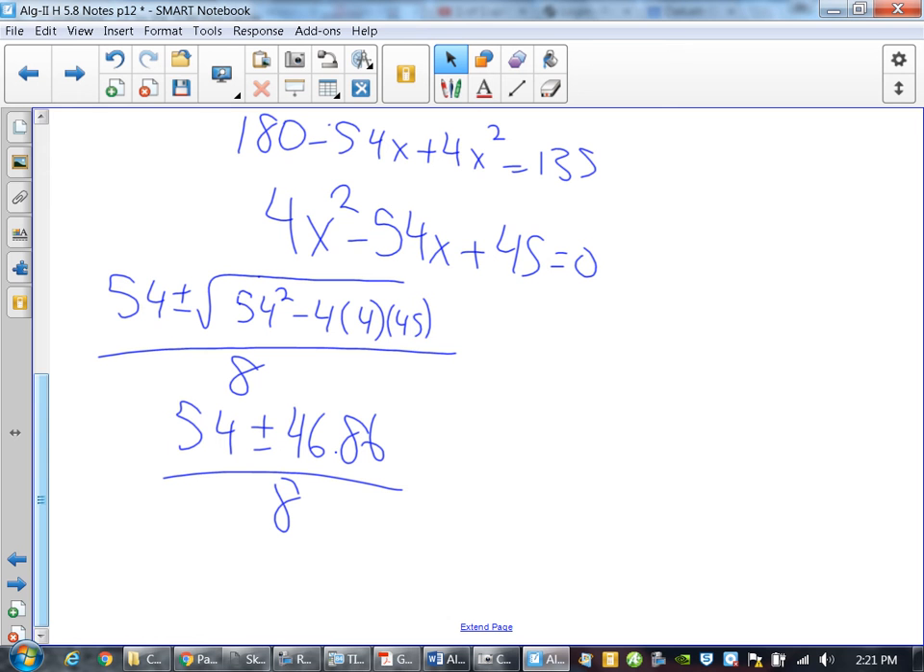Which means my two possible zeros will be located at either 0.89 or 12.61. That tells me I have two possible answers for x. One of those I have to throw out. Which one do you have to throw out and why? Which one do I have to throw out and why? Think about it.